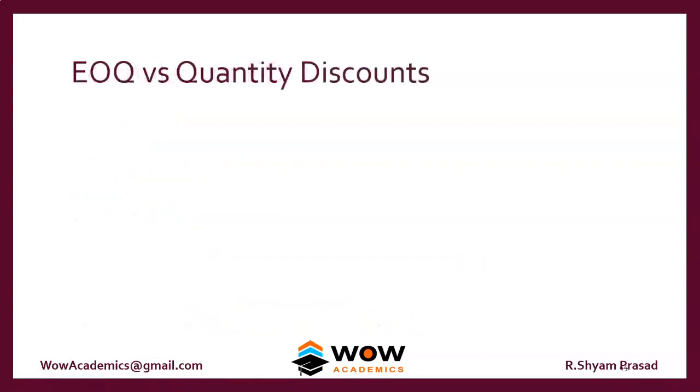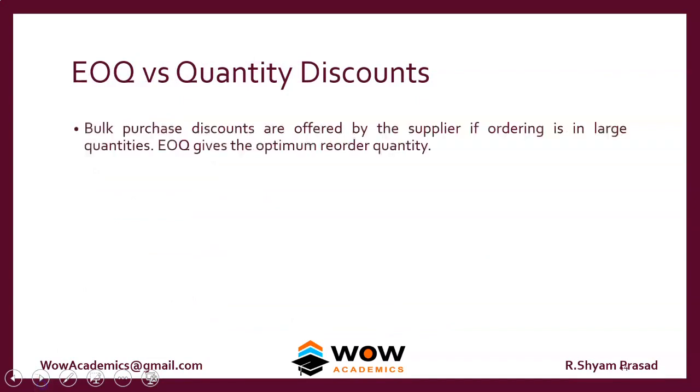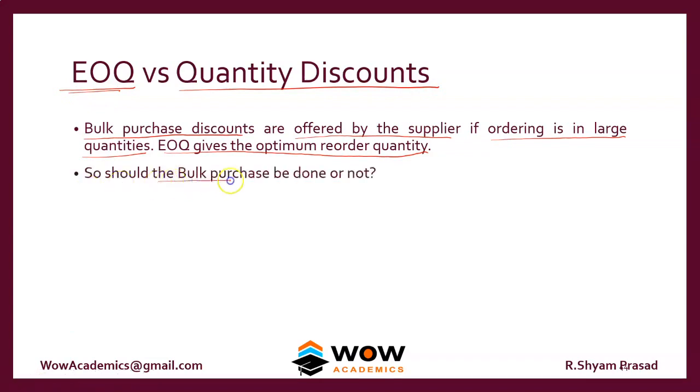So we look at EOQ versus quantity discounts. Sometimes bulk purchase discounts are offered by the supplier if the ordering is in large quantities. EOQ gives the optimum reorder quantity. So there is now a trade-off. If you buy in bulk, you get a quantity discount. But if you buy in EOQ, you get the lowest ordering and holding cost. So which one should you do? Should you buy in bulk, or should you follow the EOQ number of units to be ordered? That becomes a crucial question.